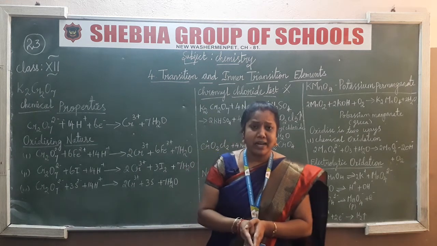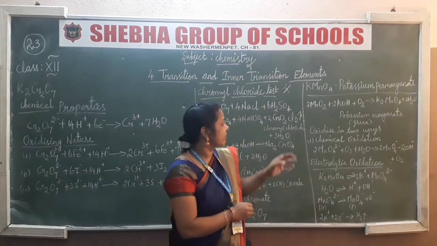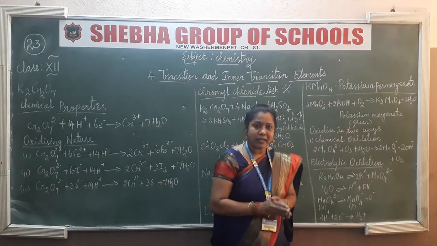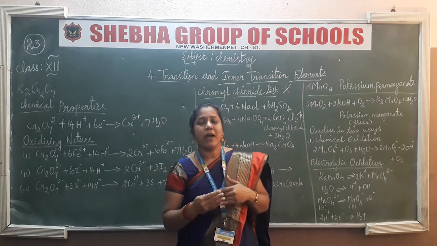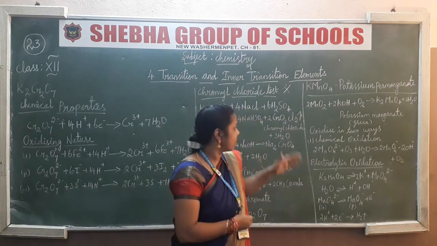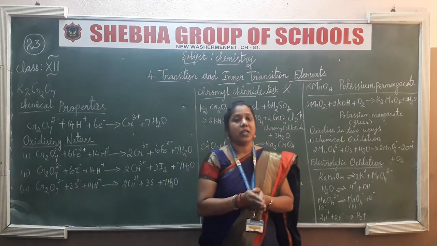Potassium permanganate we can't get directly. In the first step, what we get is potassium manganate. This is green in color. So afterwards we have to continue the process, then only can we get potassium permanganate.